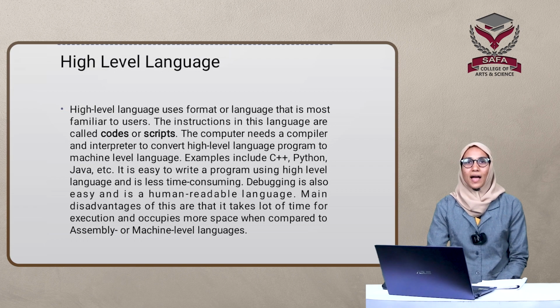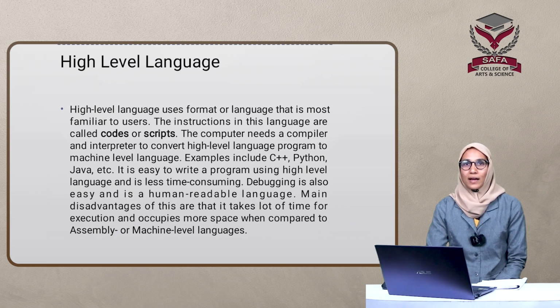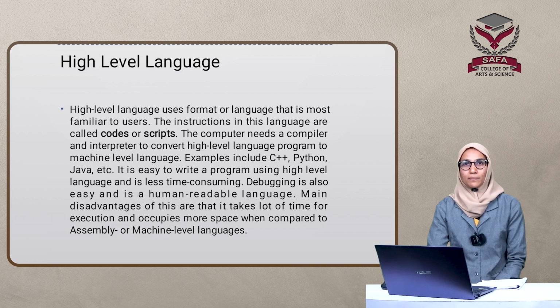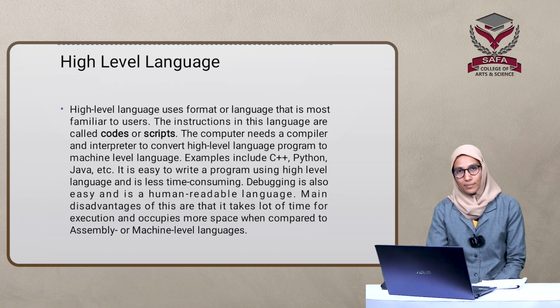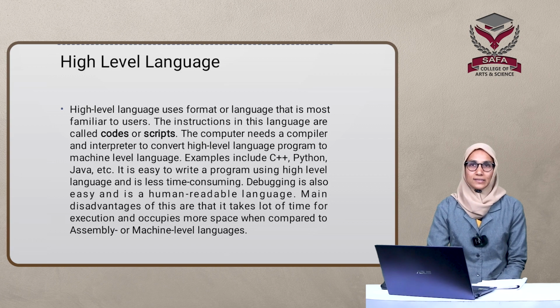Next, our language is high-level language. High-level language uses a format of language that is most familiar to the users. In high-level language, the instruction codes are represented like codes and scripts. This is represented in simple English sentences. Examples are C, Java, C++, Python, etc. High-level programming languages are very user-friendly. So all users can easily code and error detection is very easy.